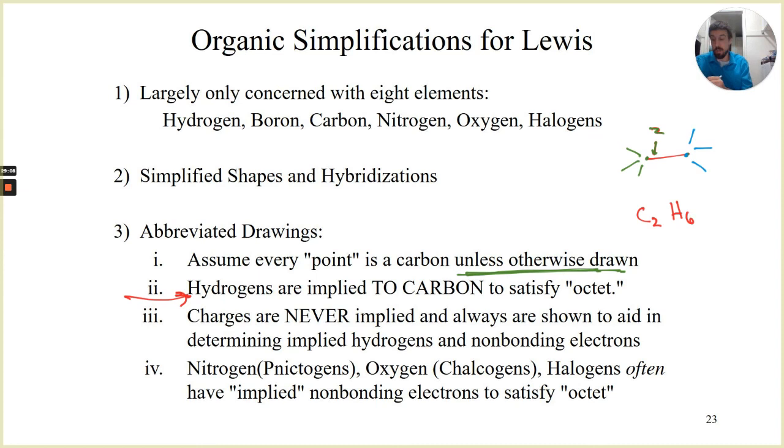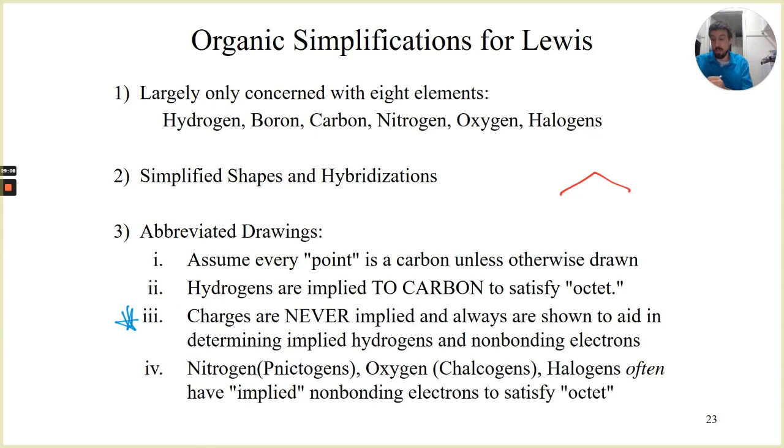The amount of drawing we have to go through is dramatically reduced. And that's where this becomes helpful. So hydrogens will nearly always be implied to carbon, to satisfy our octets. There are cases when we're looking at our online homework where that isn't the case and you need to specify them. The online homework will tell you, specify the hydrogens; follow the directions and you're fine. But this does kind of necessitate rule 3: charges will never be implied.